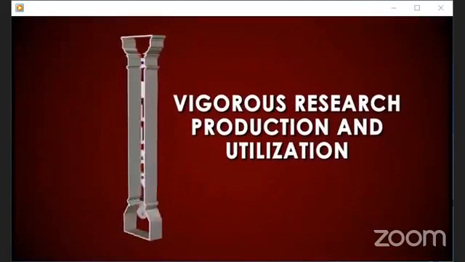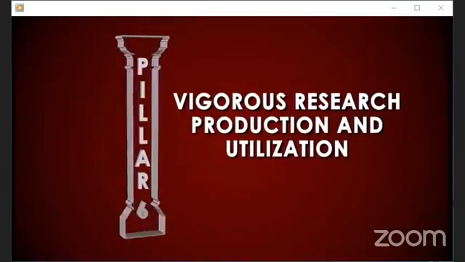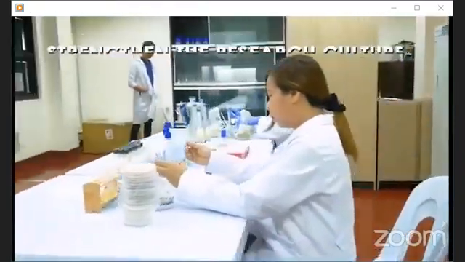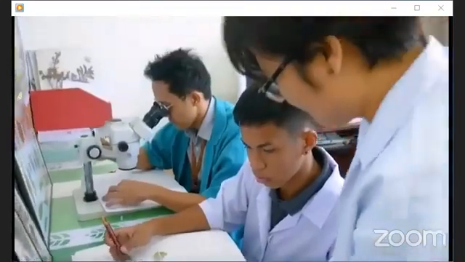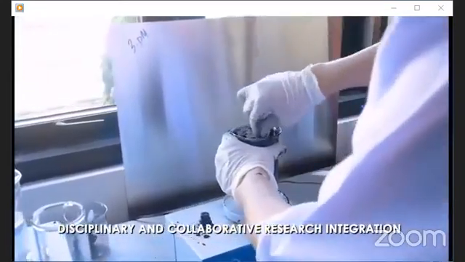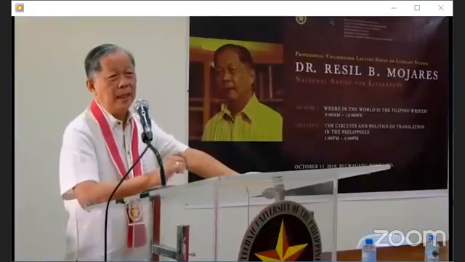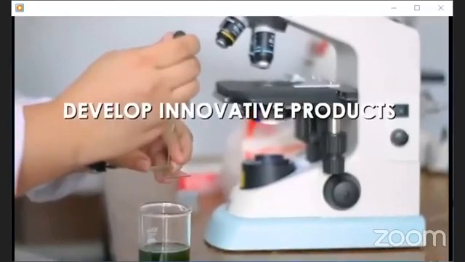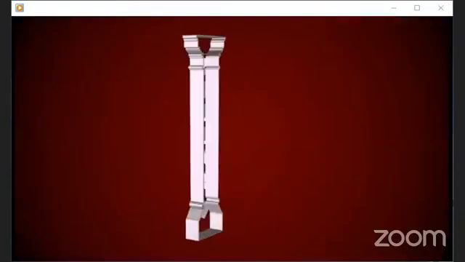Pillar 6. Vigorous research production and utilization. We will continue to strengthen the research culture in the university by promoting discovery and innovation through increasing disciplinary and collaborative research integration across academic disciplines to create new knowledge, utilize research findings, and develop innovative products.